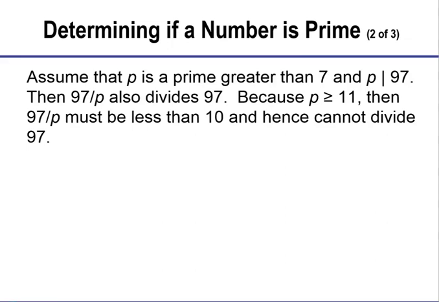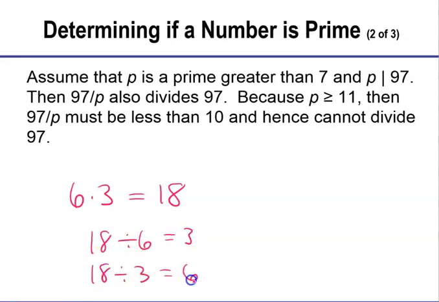Remember when you have divisors. So for instance, if we know 6 times 3 is equal to 18. Okay, don't worry about prime right now. Just 6 times 3 equals 18. Then if you divide 18 by 6, you get 3. And it works the other way also. If you divide 18 by 3, that gives you 6. That's what this is saying. So if P divides 97, then we also know that the number 97 divided by P also divides 97.